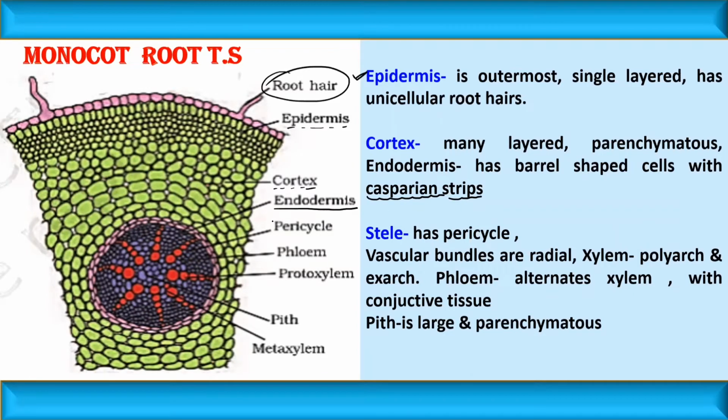From the pericycle to the pith, the entire region corresponds to the stele. It has vascular bundles that are said to be radial. Xylem and phloem alternate with each other, occurring on separate radii. Then the xylem is polyarch. As you can see, their number is always greater than 5. The pith is large and parenchymatous.